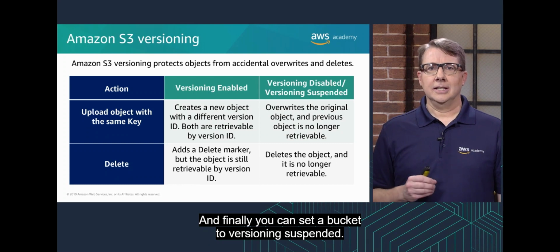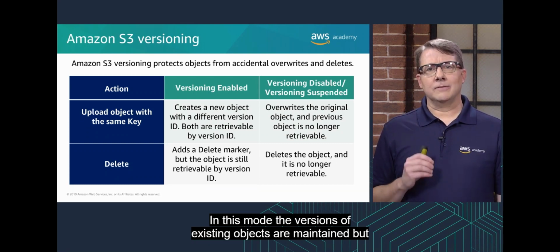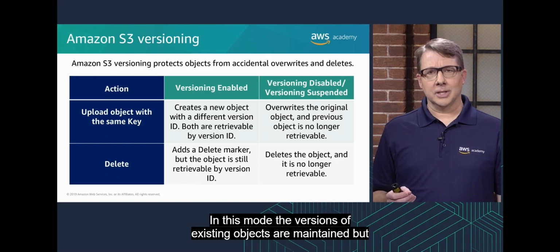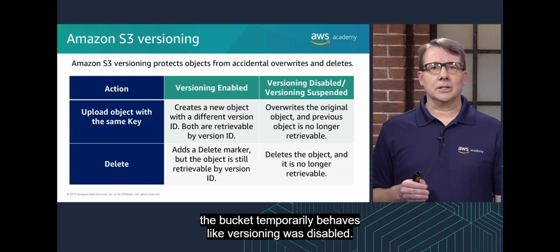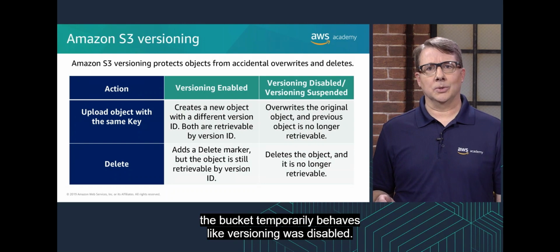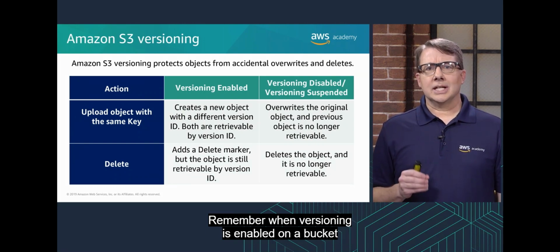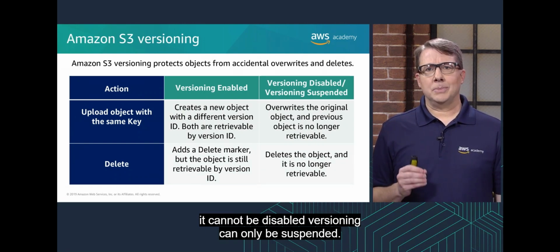And finally, you can set a bucket to versioning suspended. In this mode, the versions of existing objects are maintained, but the bucket temporarily behaves like versioning was disabled. Remember, when versioning is enabled on a bucket, it cannot be disabled. Versioning can only be suspended.